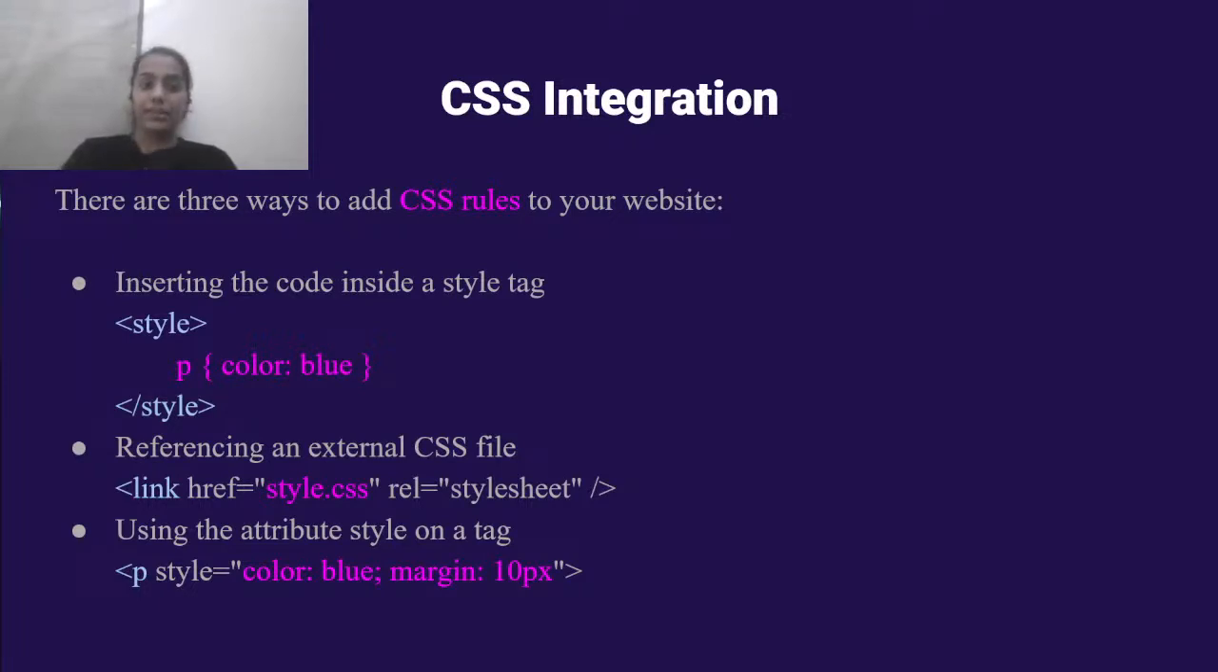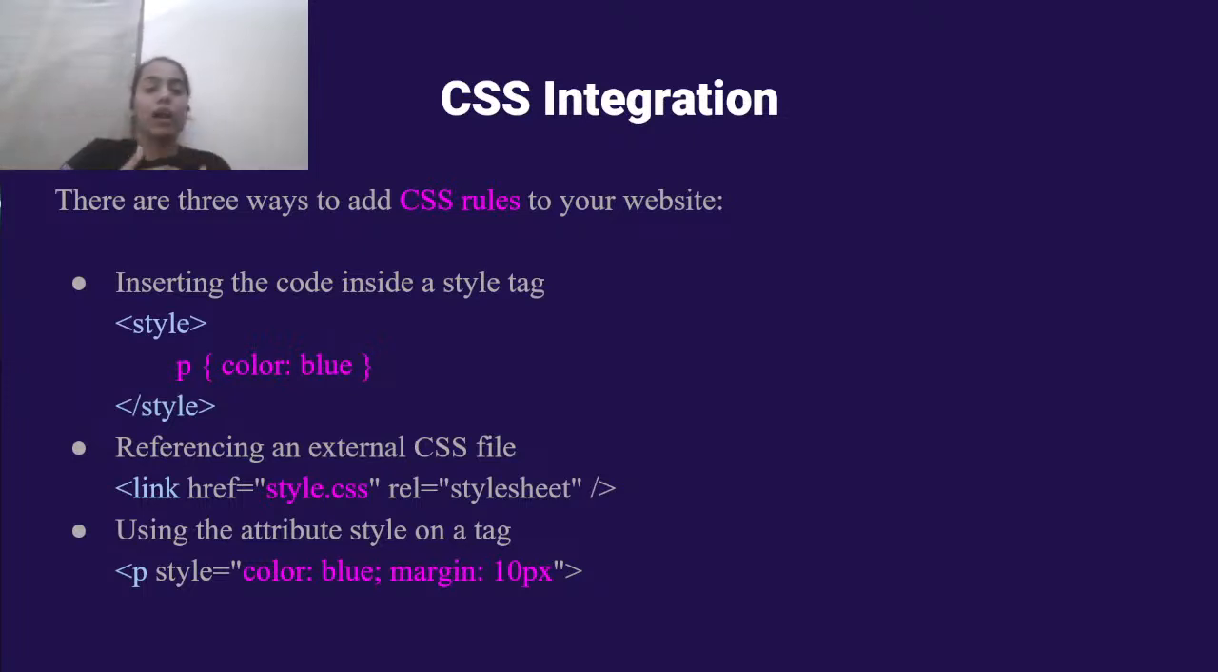Next, let's talk about CSS integration. How do you put CSS inside HTML? We all know how to access an HTML website, but how do we integrate CSS inside HTML? There are three ways that you can add your CSS inside your website. First is by a style tag. Instead of writing code in a separate document, if your CSS code is really small, you can use the style tag as discussed earlier and put the CSS code on the same page as the HTML code.